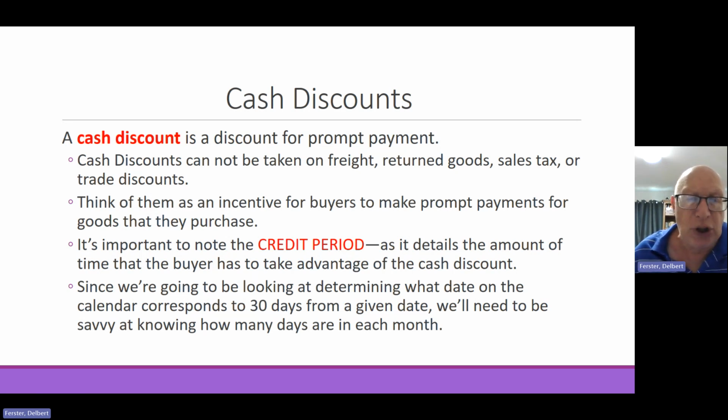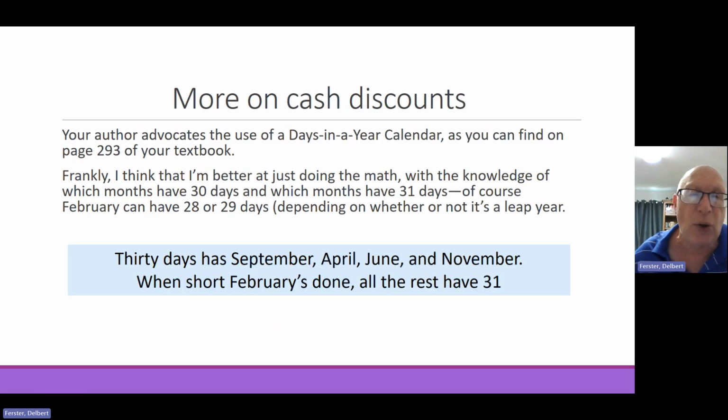So some examples for us to look at. One thing that's going to come up for us moving forward is the knowledge about how many days are in particular months. Your author says he's an advocate of a days in the year calendar chart. I think it's just as easy to use your knowledge, and we'll play the old 30 days has September game if we need to. This is the reference from Dell. If you want to look at his days in a year calendar, it's in your textbook, page 293.